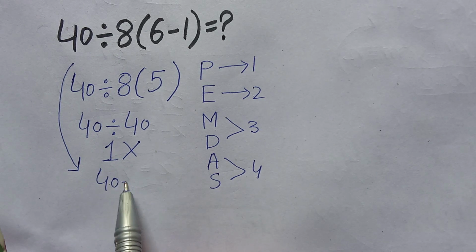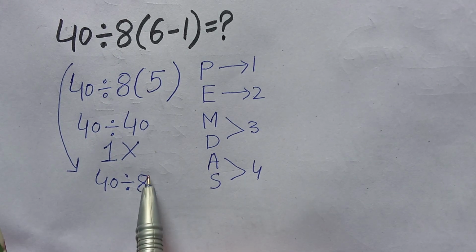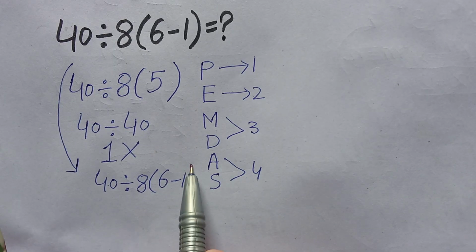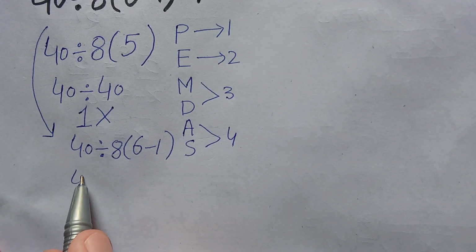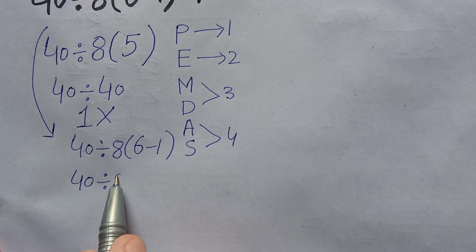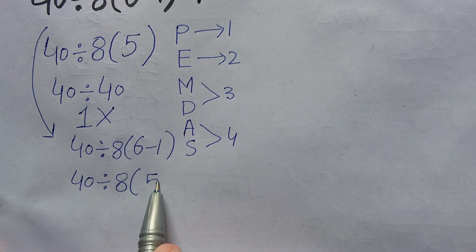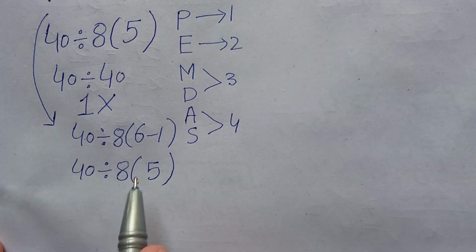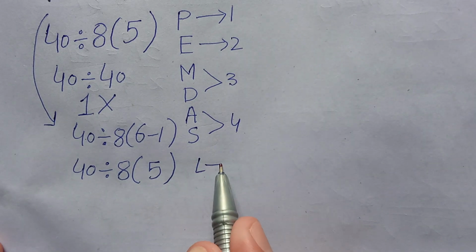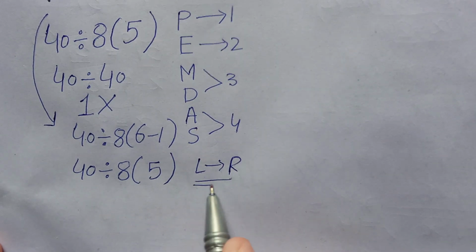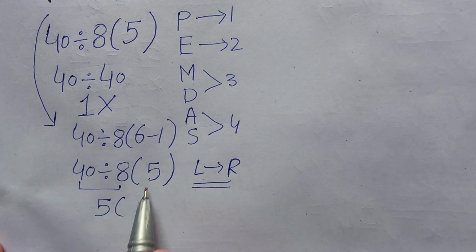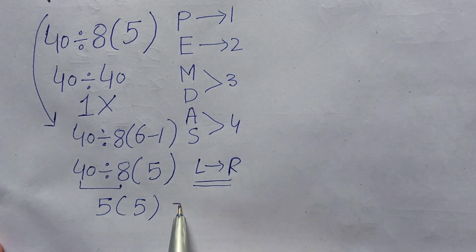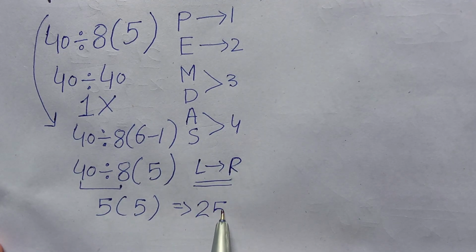I write here the question, which is 40 divided by 8(6 minus 1). Firstly, I can solve this parenthesis, so I rewrite 40 divided by 8 times (6 minus 1), which is 5. Here one multiplication and one division both have equal priority and we solve from left to right. So 40 divided by 8 is 5, times 5 equals 25. This is the final answer of this question.